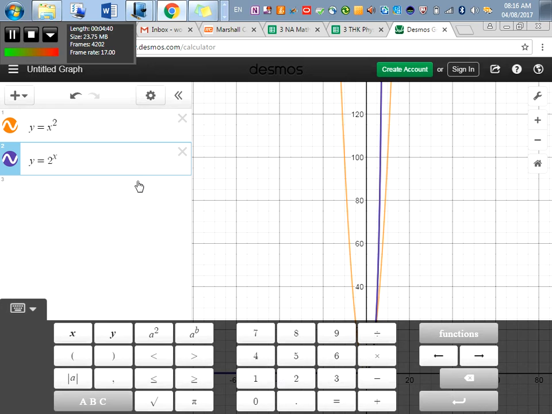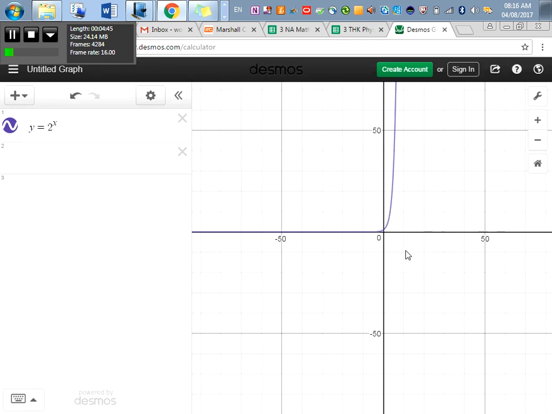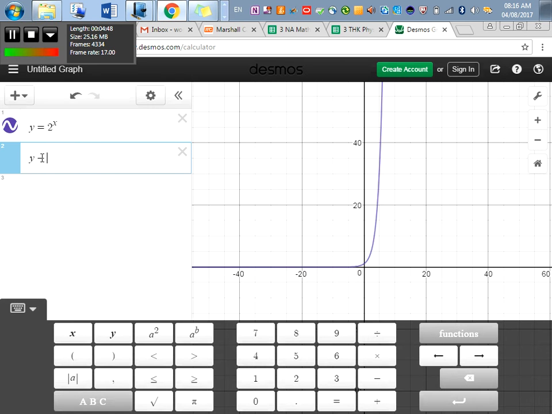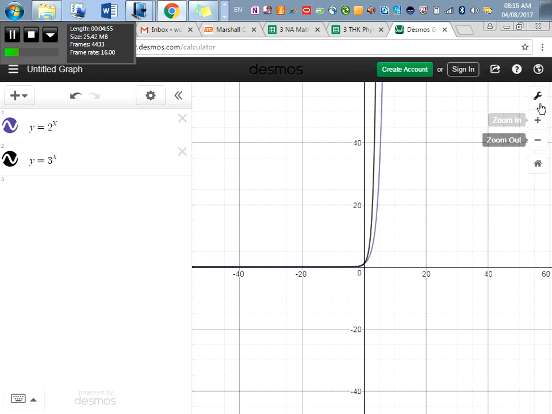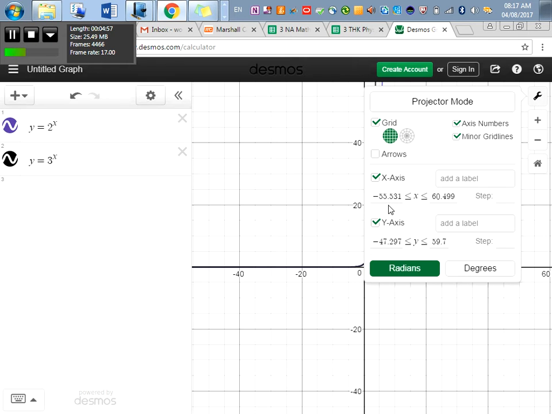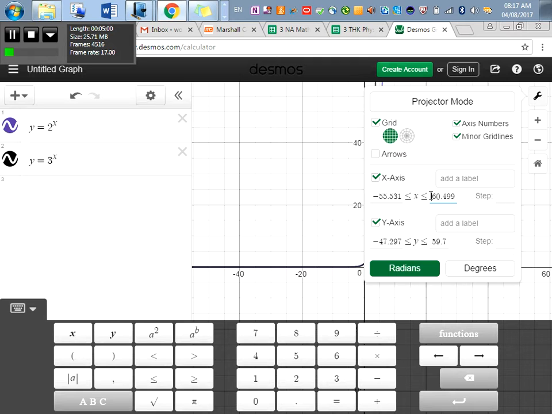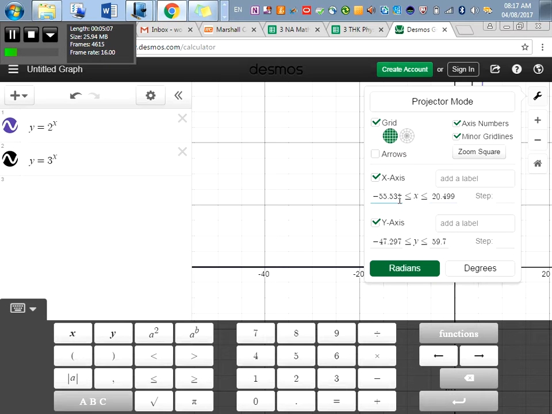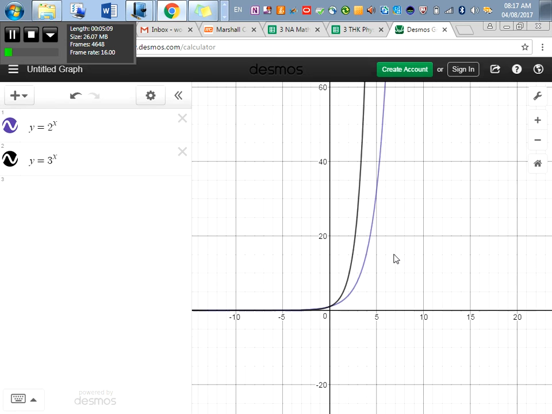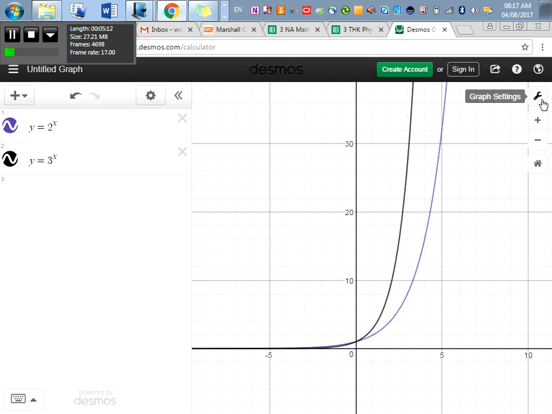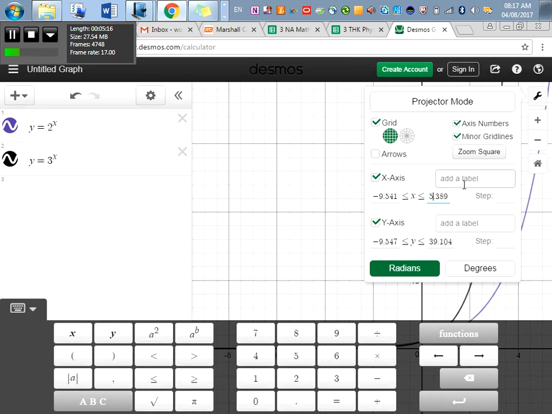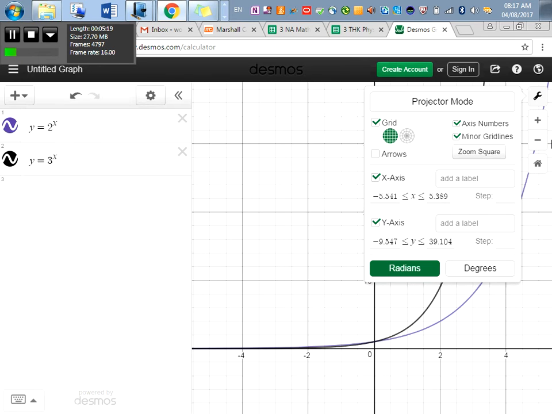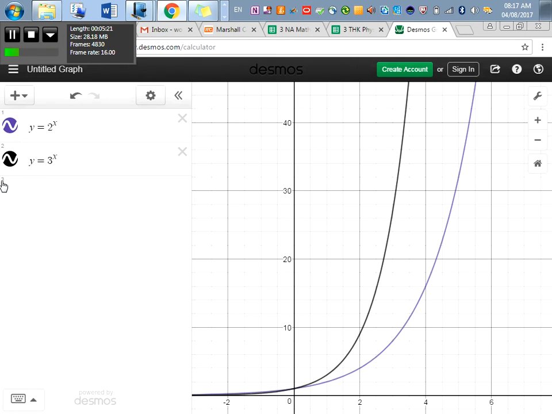What about different values of the base? Let's consider y equals to 3 to the power of x. It goes up even faster. Let's see how I can adjust the x-axis. Now this is a bit clearer.